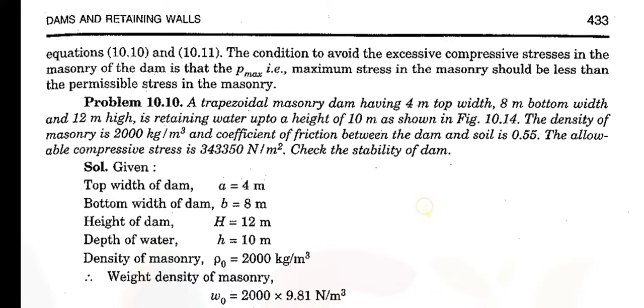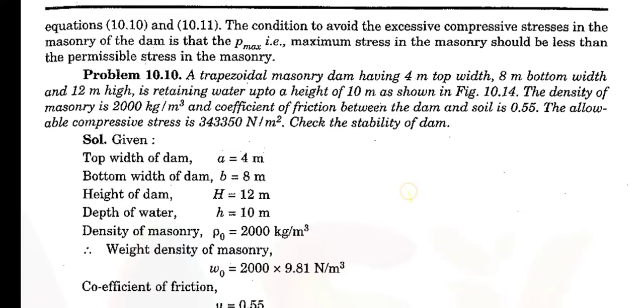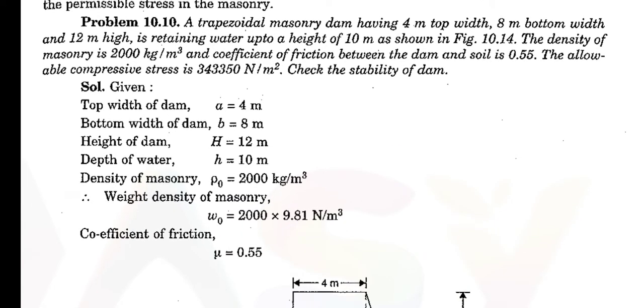Now problems on the stability of dams. Here the first problem: a trapezoidal masonry dam having 4-meter top width, 8-meter bottom width and 12-meter height is retaining water up to a height of 10 meters, as shown in the diagram. The density of masonry is 2000 kg per meter cube. The coefficient of friction between the dam and the soil is 0.55. The allowable compressive stress is 343,350 Newton per meter square. Check the stability of the dam.